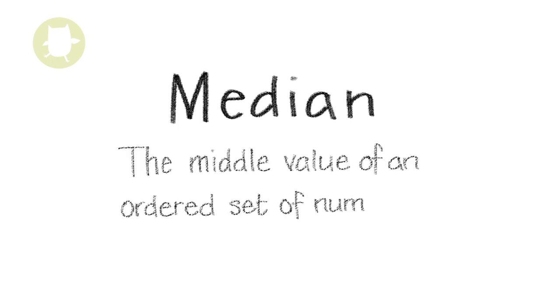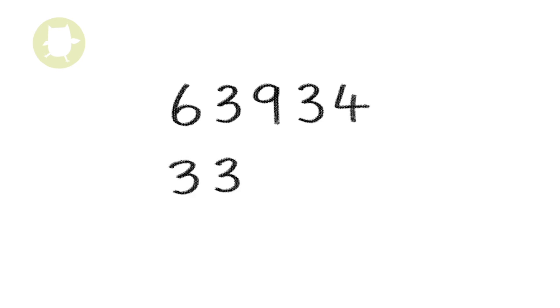Median. Median is also a kind of average. The median is the middle value of an ordered set of numbers. Let's take the same 5 numbers: 6, 3, 9, 3, and 4. We need to arrange them in order from least to greatest: 3, 3, 4, 6, and 9. The median is 4 because it is the middle value in the ordered set.